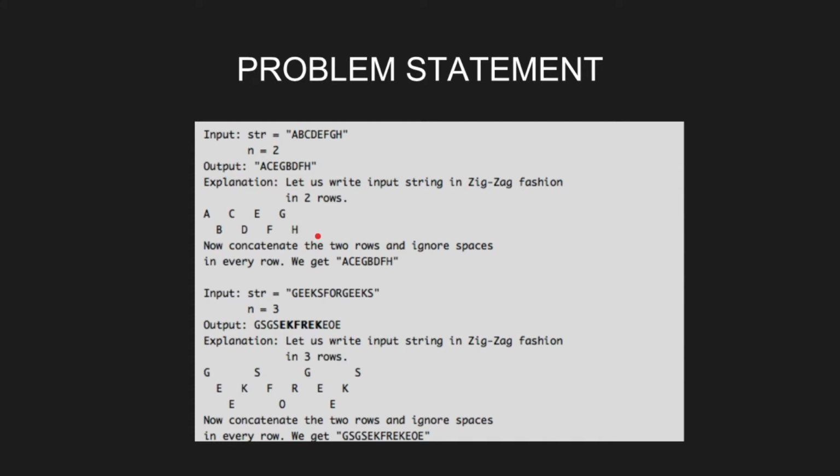For input string Geeks for Geeks, n equal to 3, output will be GSGSEKFREKEOE. Let us write the input string in zigzag fashion in three rows. Now, concatenate the rows and ignore the spaces in every row. We get GSGS, EKFREKEOE.